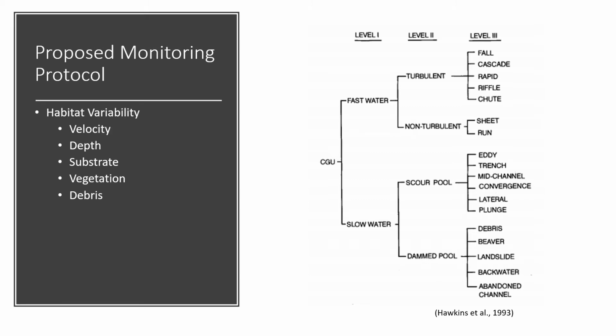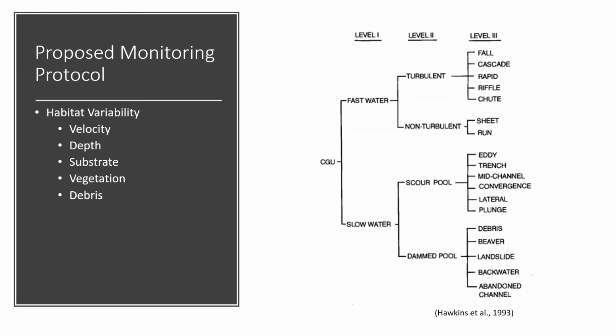So, for my proposed monitoring protocol, I'm going to focus on the different habitats which are in Blackwater Creek downstream of College Lake Dam. So I'm going to assess the velocity of the water at different sites. I will categorize it as either fast or slow, and for the fast sites, I will see if they are turbulent, so they splash around a lot, or non-turbulent, so the water flows smoothly.